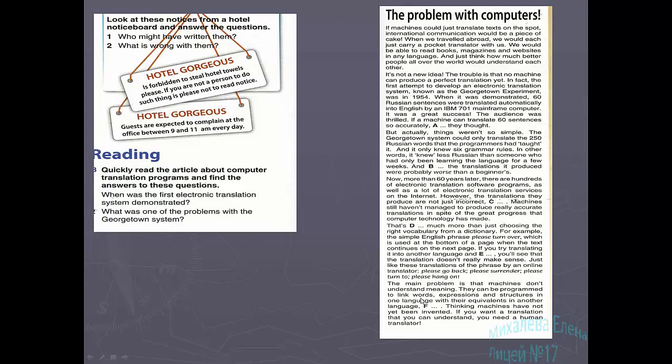They can be programmed to link words, expressions, and structures in one language with their equivalents in another language. Thinking machines have not yet been invented. If you want a translation that you can understand, you need a human translator. So, when was the first electronic translation system demonstrated? It was demonstrated in 1954. What was one of the problems with the Georgetown system?